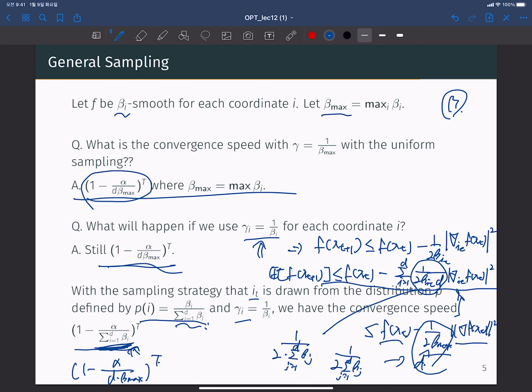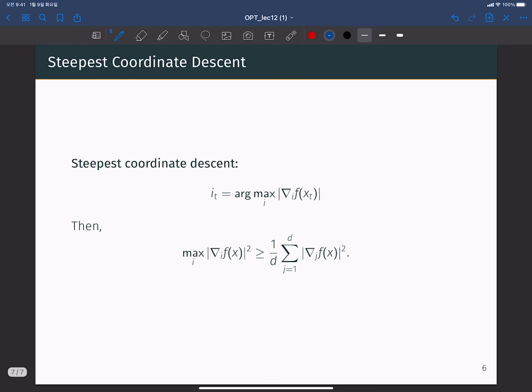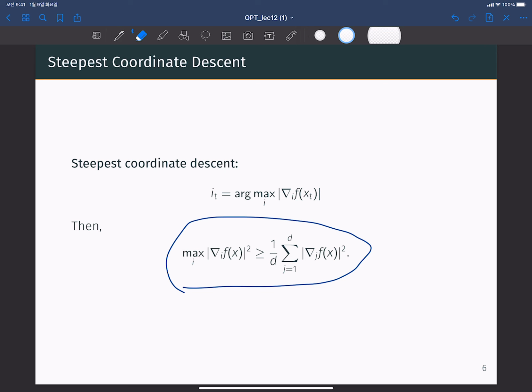Another possible approach for the coordinate descent algorithm is the steepest coordinate descent approach. This is very practical, and in practice, this works very well. Basically, this algorithm simply picks the index having the steepest gradient. And from this, basically, we can make this inequality, and then we get some nice convergence property.